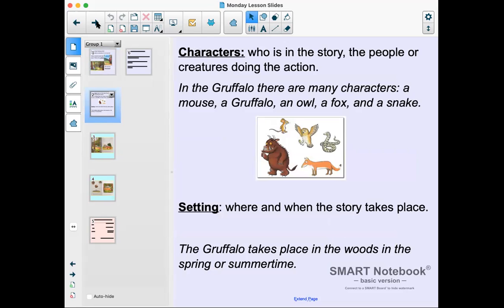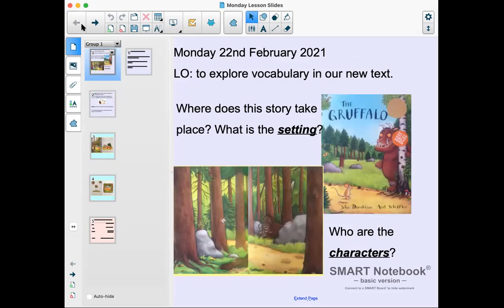And the setting is where and when the story takes place. So the Gruffalo takes place in the woods. And we're going to guess that it takes place in the spring or the summertime, because if we look at the end pages, we can see that the trees still have leaves on them. So it's probably not the winter. It doesn't look like it's very cold out. It doesn't look like there's any snow. And we can see butterflies and flowers. So we know that it's either spring or summertime because that's when those things would be in the woods.